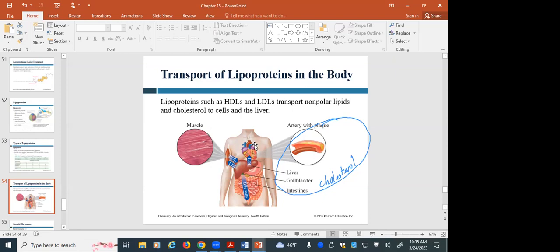So when we're talking about cholesterol, the molecule itself is a steroid. In terms of how your body uses it and how we classify it, HDL versus LDL, that's the lipoprotein. That's the transport system that's being described there.